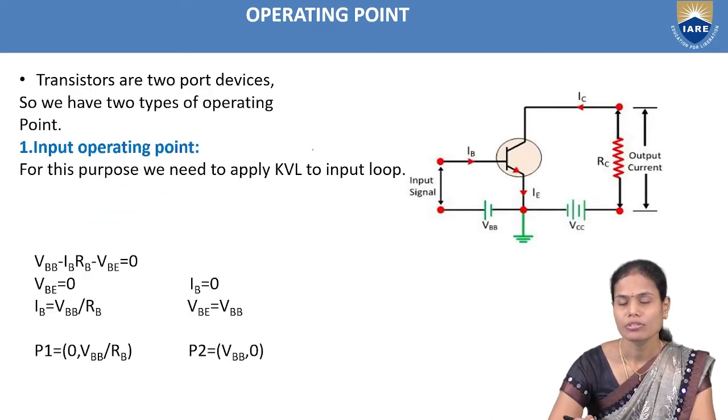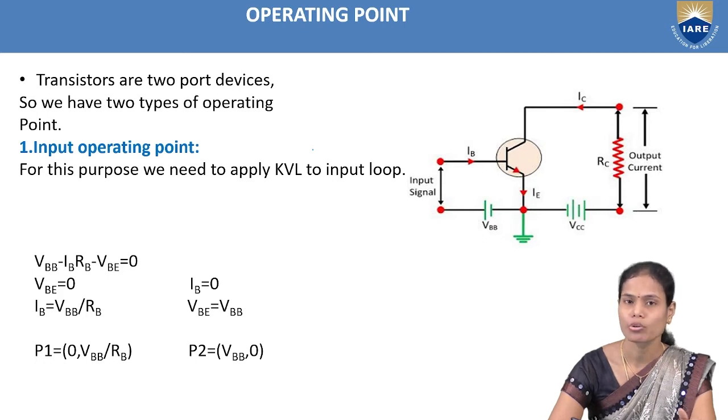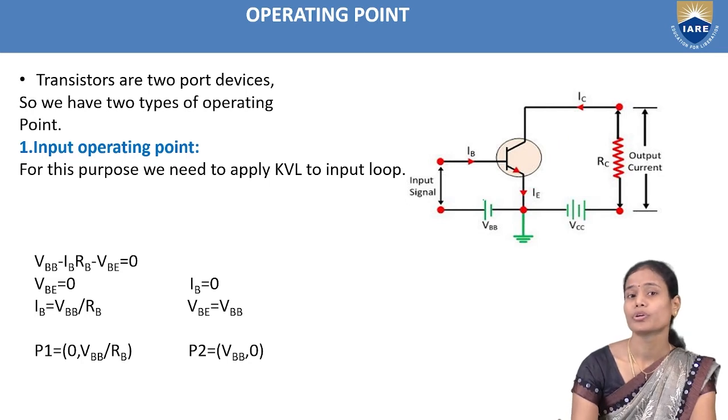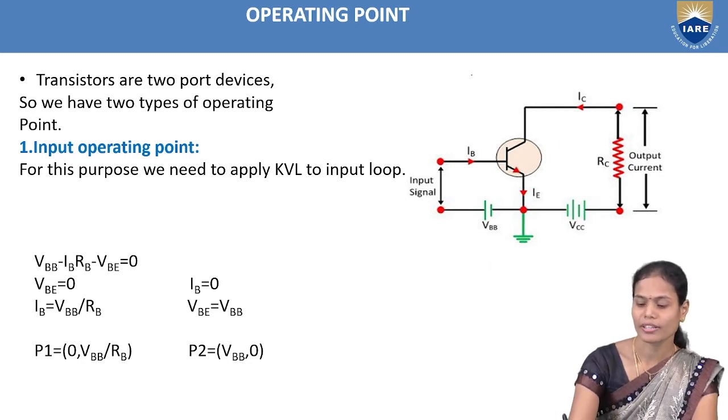While coming to this operating point, we have two types of operating points. Why? Because I have already mentioned that in the case of a transistor, we have two characteristics, input characteristics as well as output characteristics. From the input characteristics, we can find the input operating point, and from the output characteristics, we can find the output operating point. To find the input operating point, again I am considering the common emitter amplifier, the same previous circuit, and I have given biasing to operate the transistor in the active region.